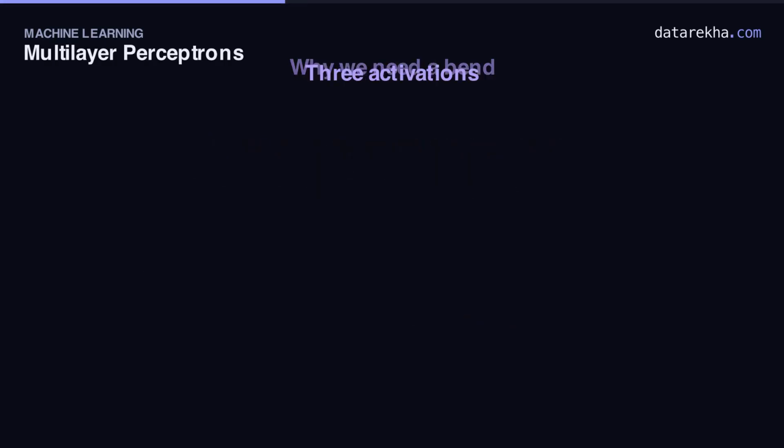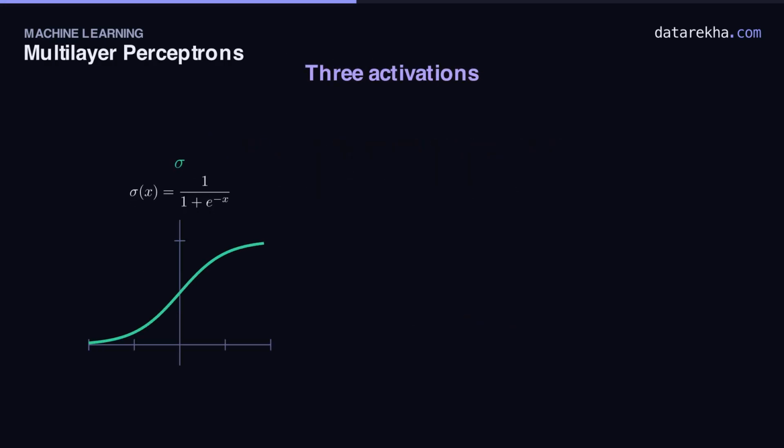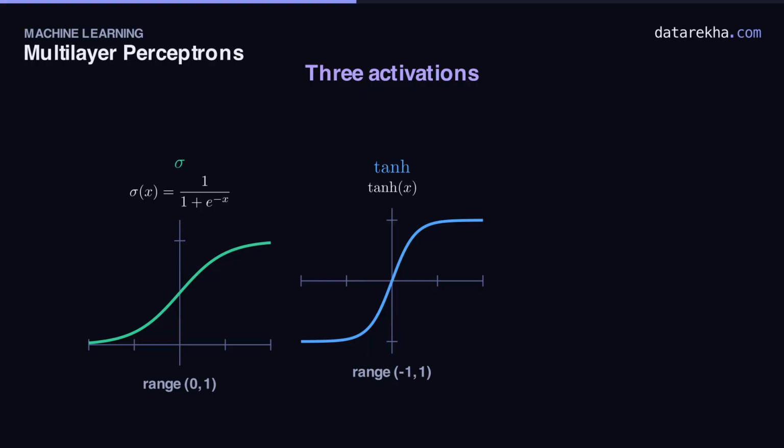boundaries. The squish itself is one of a small family of activation functions. Three show up again and again. So let's meet them by shape. First, the sigmoid, a smooth S-curve that gently squashes any number into the range 0 to 1. Next, tanh, the same S-shape, but centered on 0, mapping into -1 to 1. Because its outputs are balanced around 0, it often trains a little more nicely than the sigmoid.